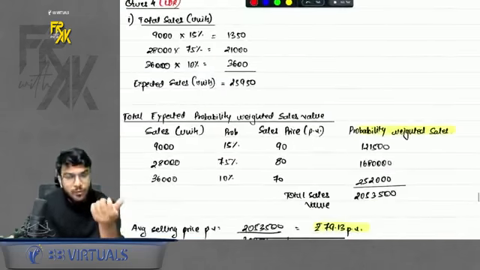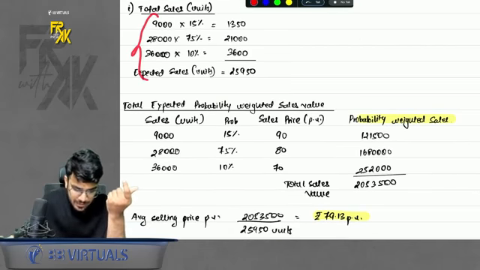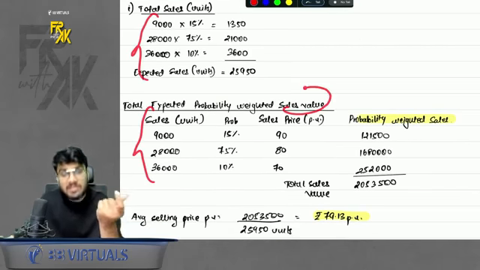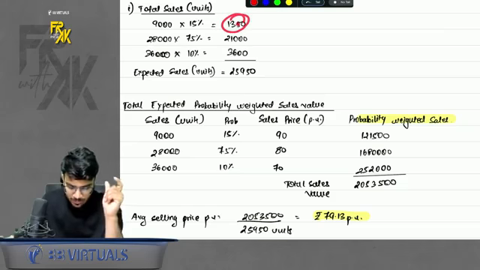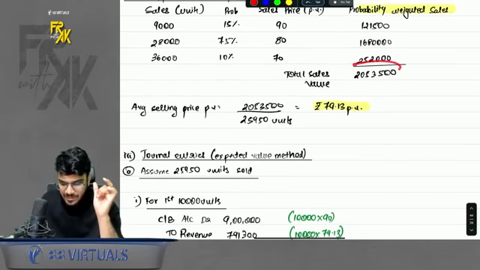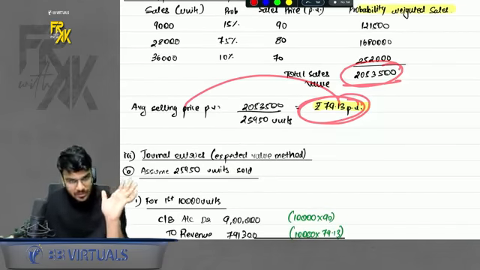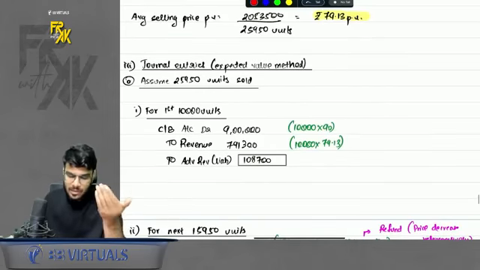What to do? You have to find the probability weighted average price. So basically find the probability weighted sales and find the probability weighted sales value, that is sales units multiplied by the price per unit. You will get the sales value. When you divide the sales value by the number of units, you will get the average selling price. You get 79.13. So now how will you account for this?